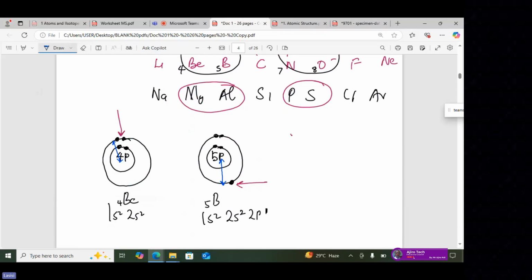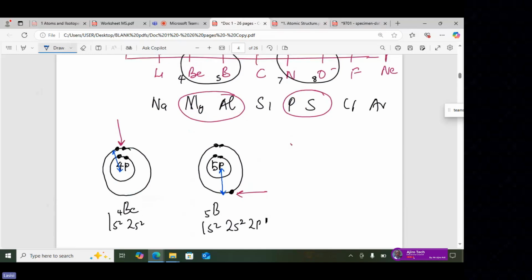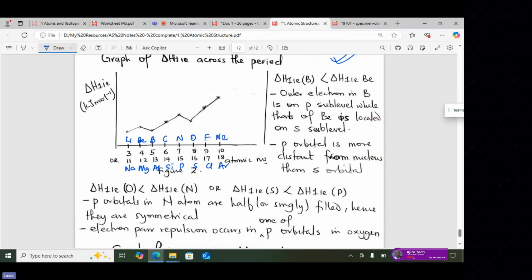So the answer is this: the outer electron in beryllium is removed from an s subshell, while that of boron is from the p subshell. The electron of a p orbital is more distant and at higher energy, so it will be removed. The p orbital is at higher energy than the s orbital, therefore it is the p electron that is removed.